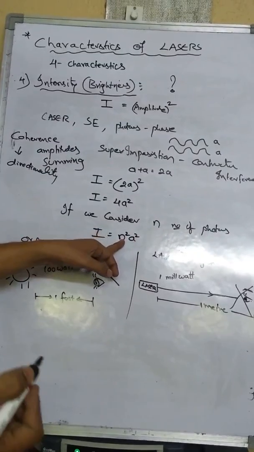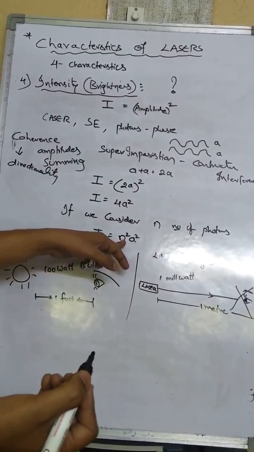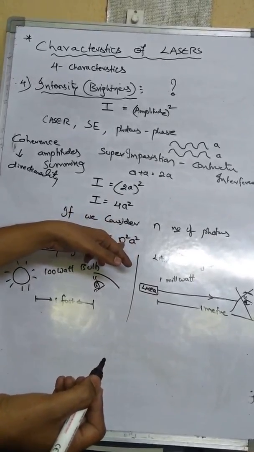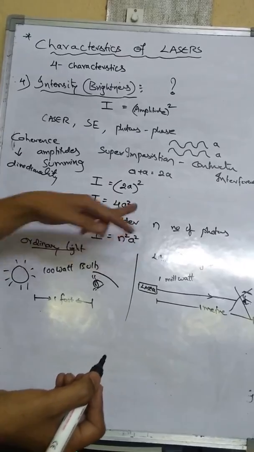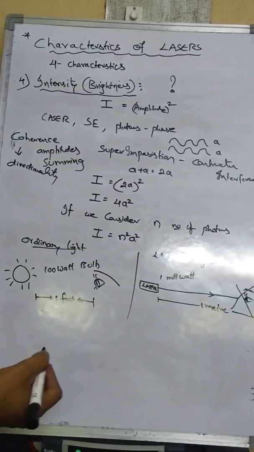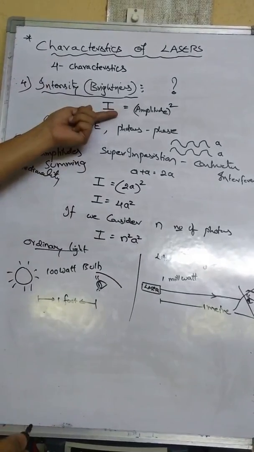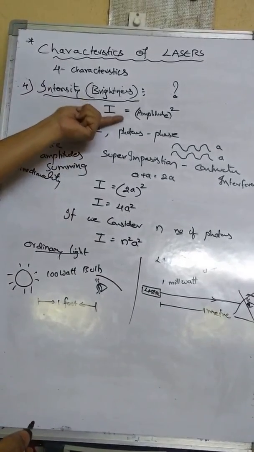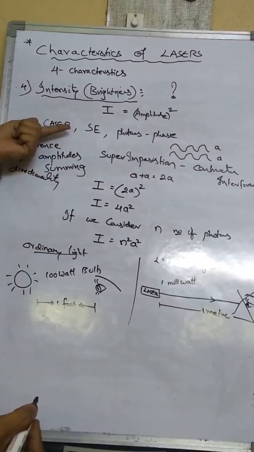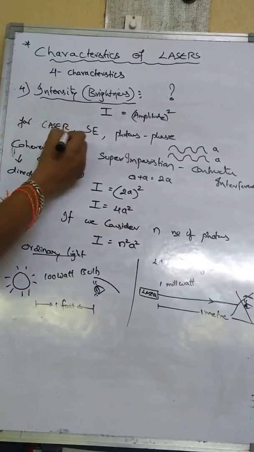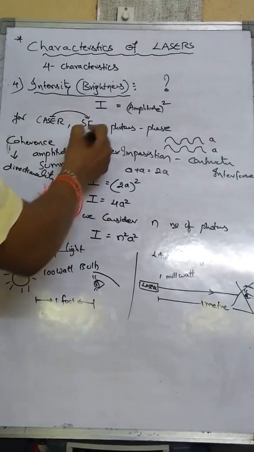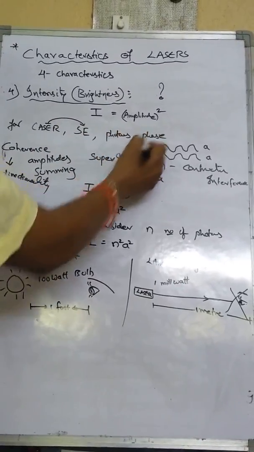If you consider a large number of photons which are in the same phase, then the intensity increases enormously, proportional to the number of photons square and the square of the amplitude of each photon. So this is about the 4th characteristic, called intensity. Therefore, the intensity of the beam is defined as the square of the amplitude, and for a laser light it depends upon stimulated emission. Due to the stimulated emission, the photons will be in phase.